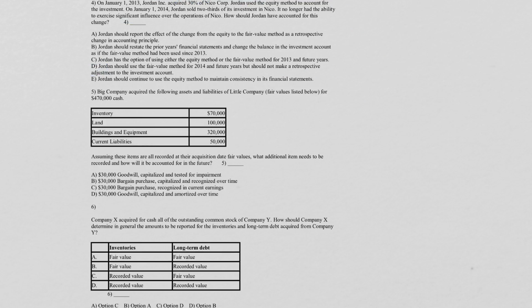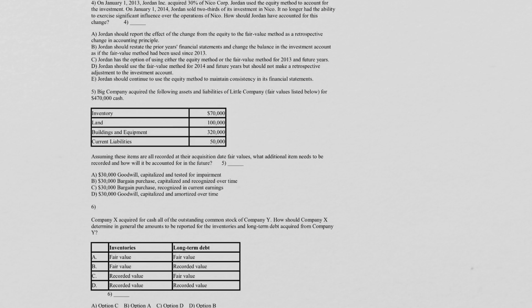And this is the acquisition of assets and liabilities. We want to know what happens with goodwill, or what additional items need to be recorded, and how will it be accounted for.